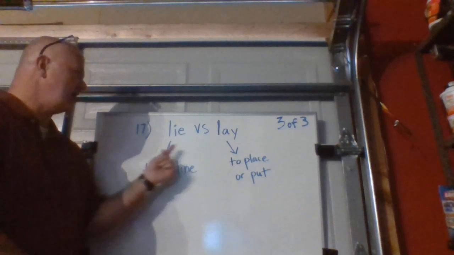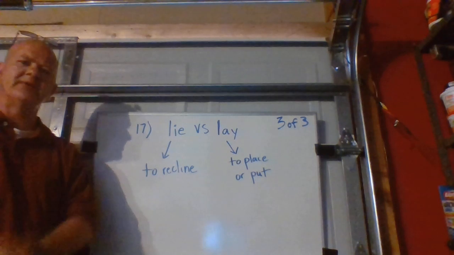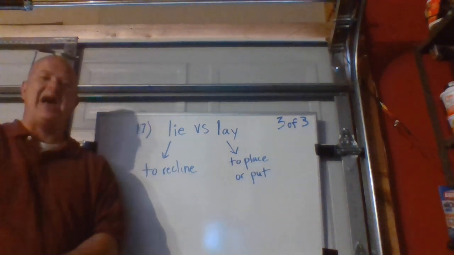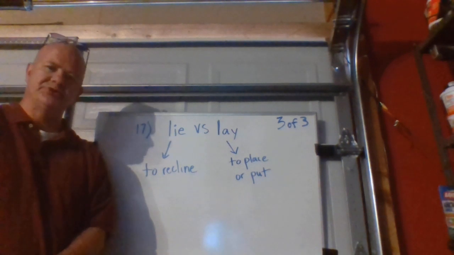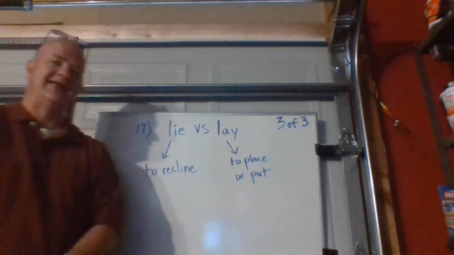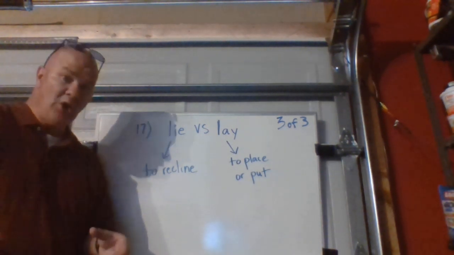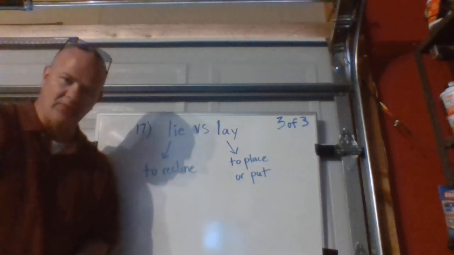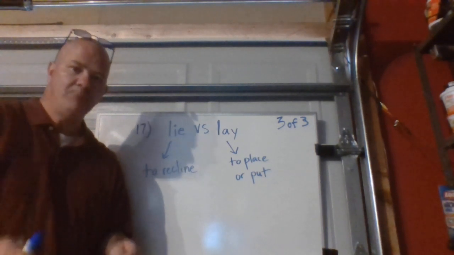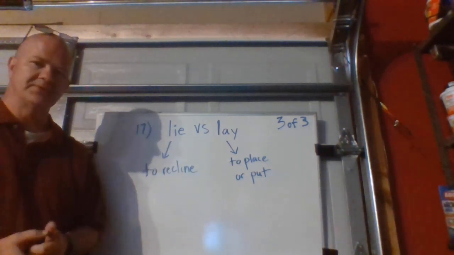Number 17, lie versus lay. So the first one, lie, yes, that does mean something that's untrue, but more importantly, it means to recline. I would like to lie on that couch. The other word, lay, means to place or to put. If I take something like a book and I put it on top of a table, that would be lay. I'm going to lay the book on the table. So that's lie versus lay.